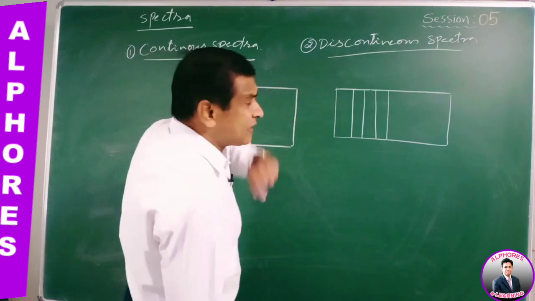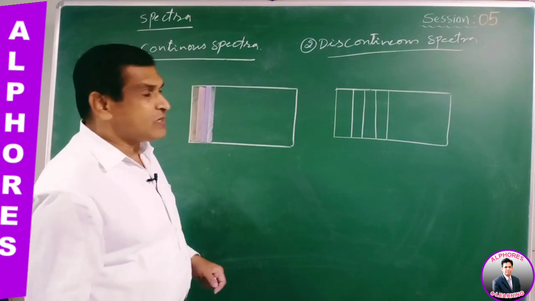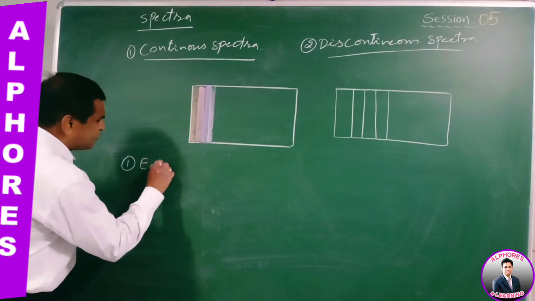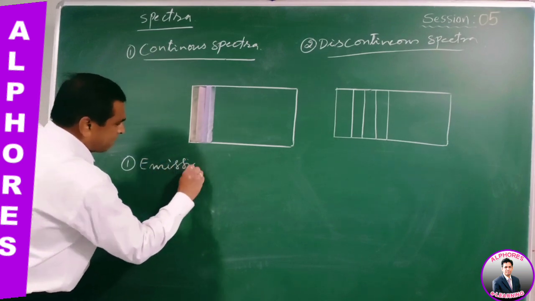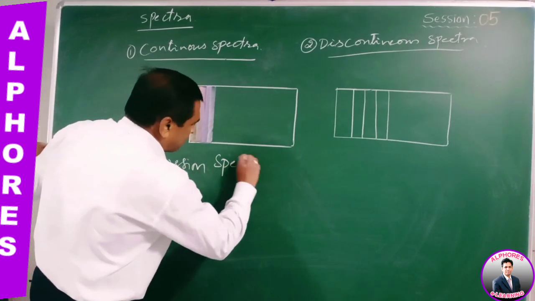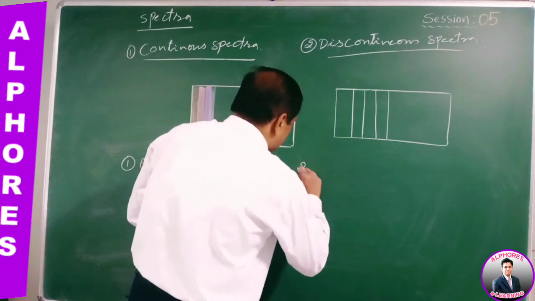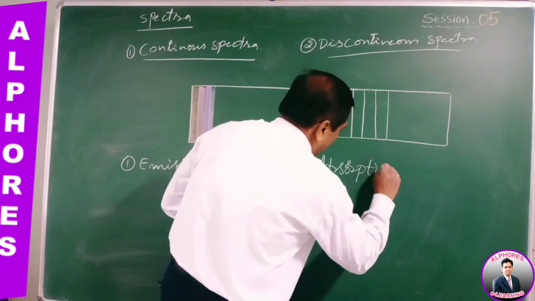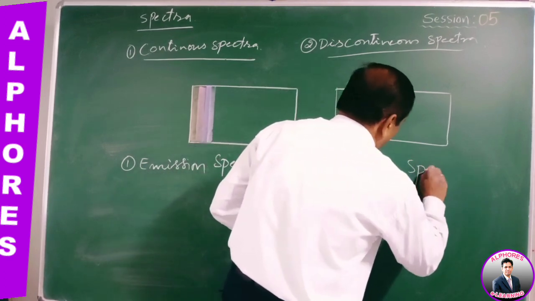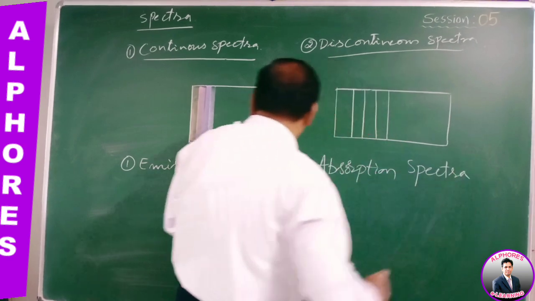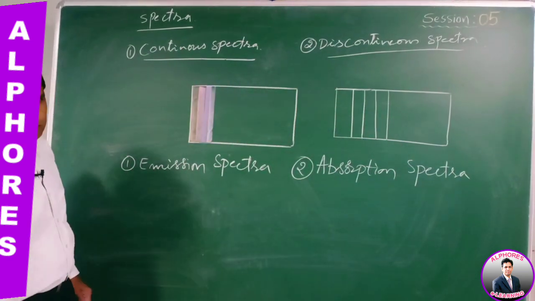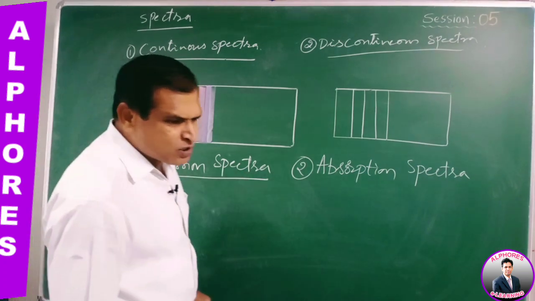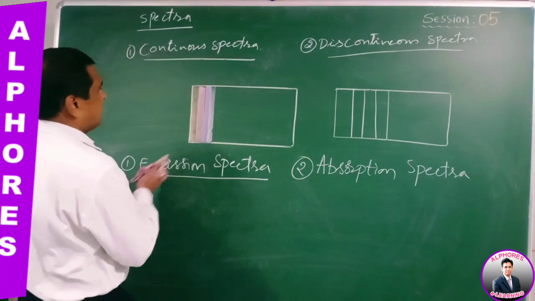The discontinuous spectra is further classified into 2 types: emission spectra and absorption spectra. Now let us take the first one, emission spectra.